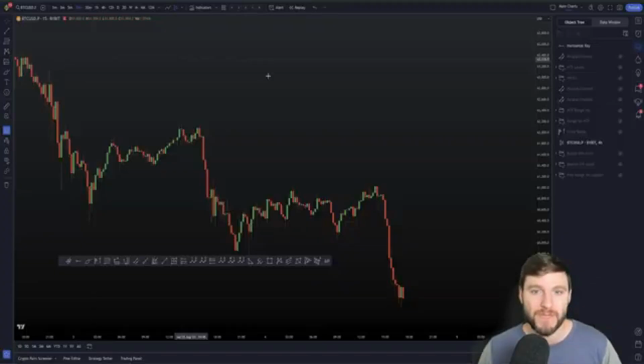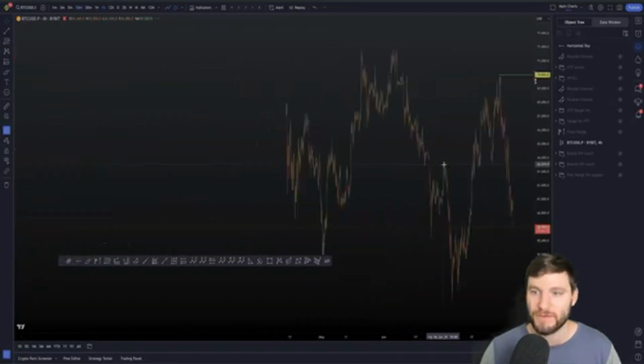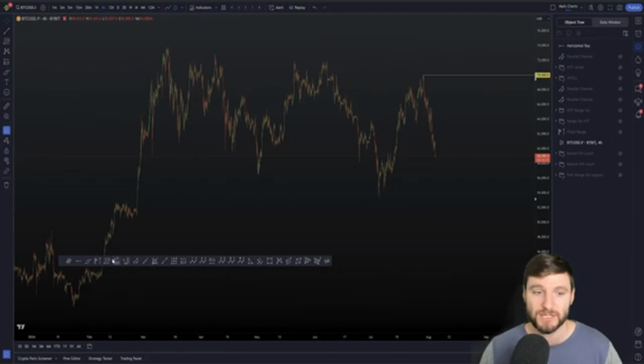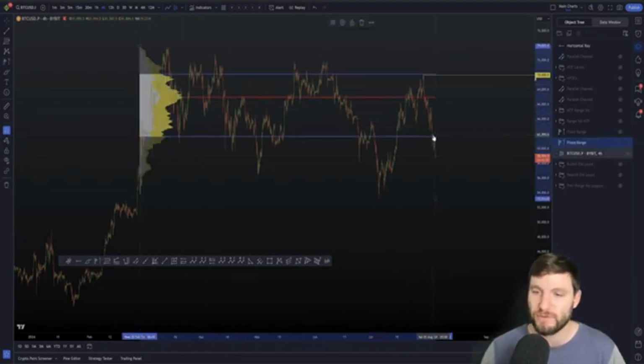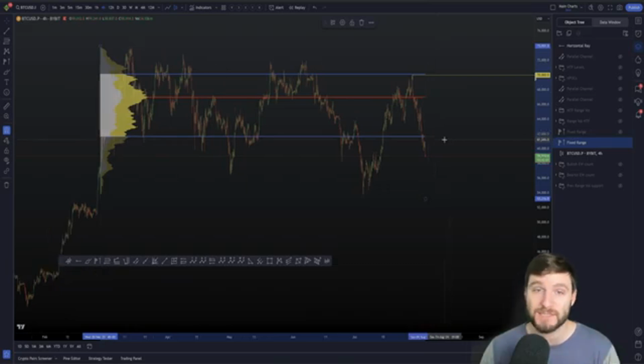So just to build up the picture before I end here, what do we have going on? We took out the 70,000 psychological level. We lost the range point of control. We lost the range value area low. That is extreme weakness, my friends.